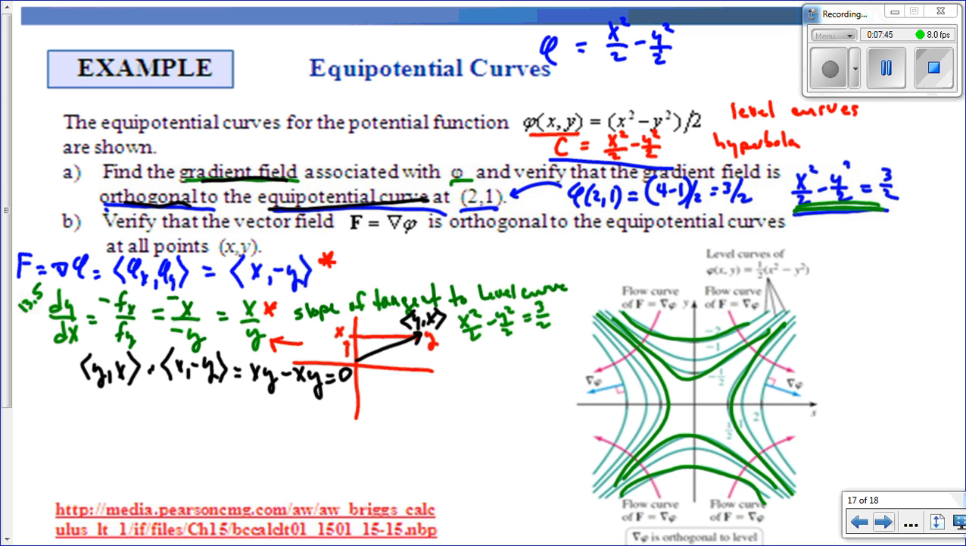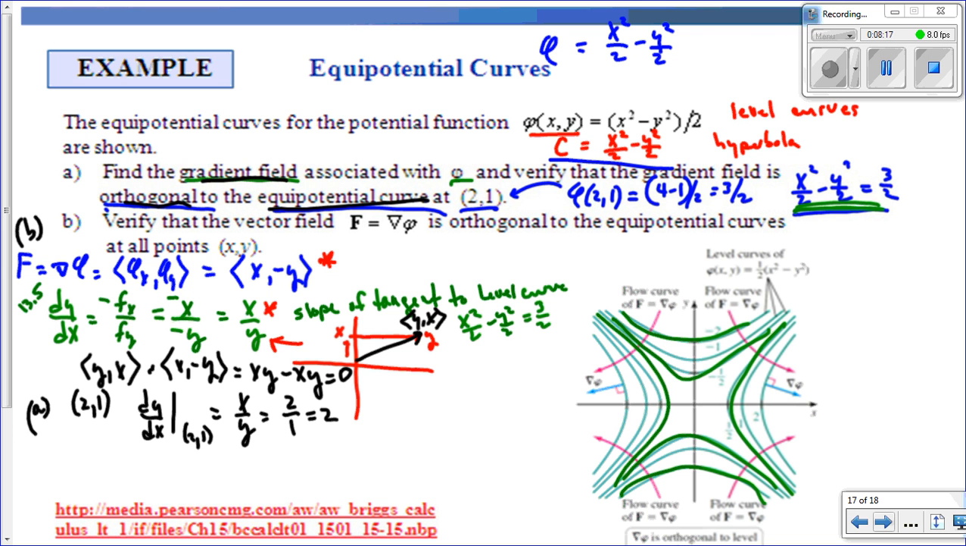Okay, so now actually we just showed it for any point x, y. We didn't show it for a specific one. So we actually just did part B. Now let's go back and do part A. For a specific point 2, 1, what's the slope of the tangent line? Well, dy/dx evaluated at 2, 1 would equal x over y, which is 2 over 1. So that's a slope of 2.